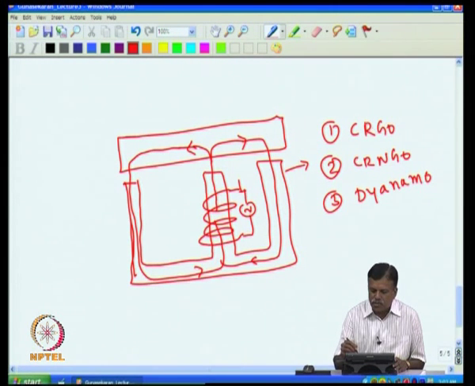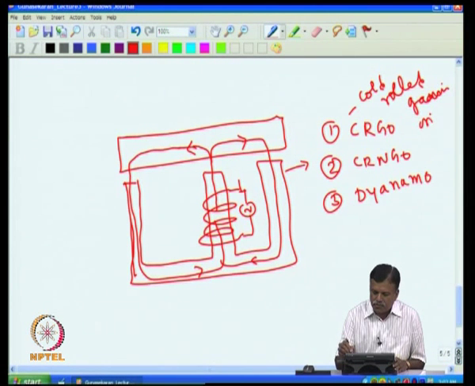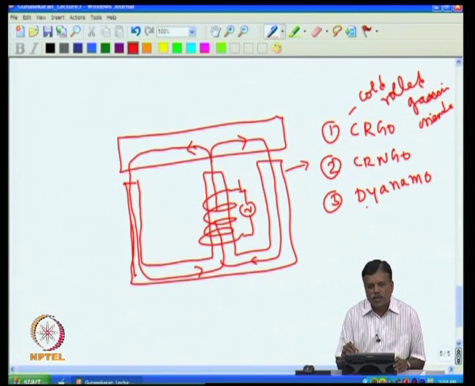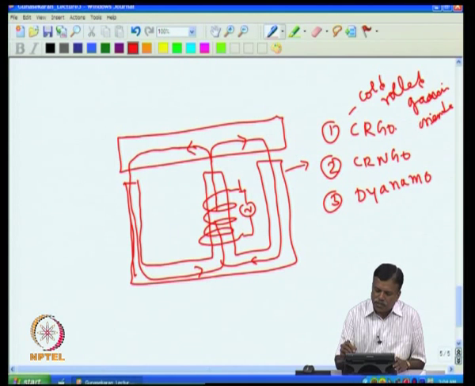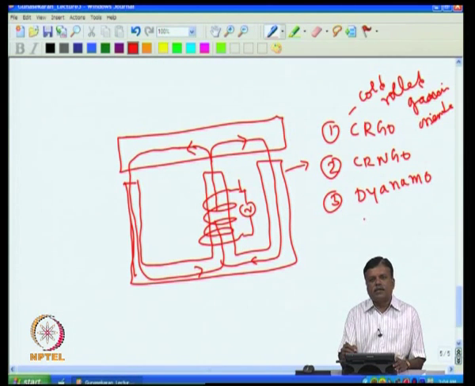CRGO means cold rolled grain oriented. This one is cold rolled non grain oriented. This one has no cold rolling, it is normal silica steel core. Now, this is the superior quality, where the core loss is less, and this one has a little more core loss, and this has much higher core loss. So, these 3 grades of cores are available. Any of them can be used, only the heating will be slightly different.